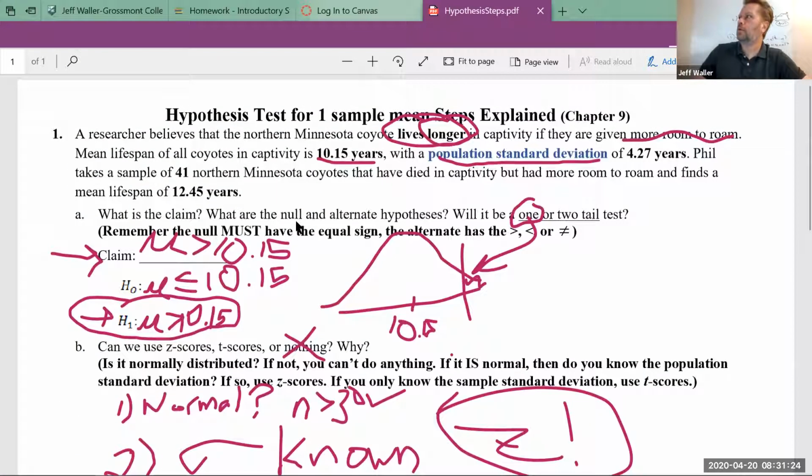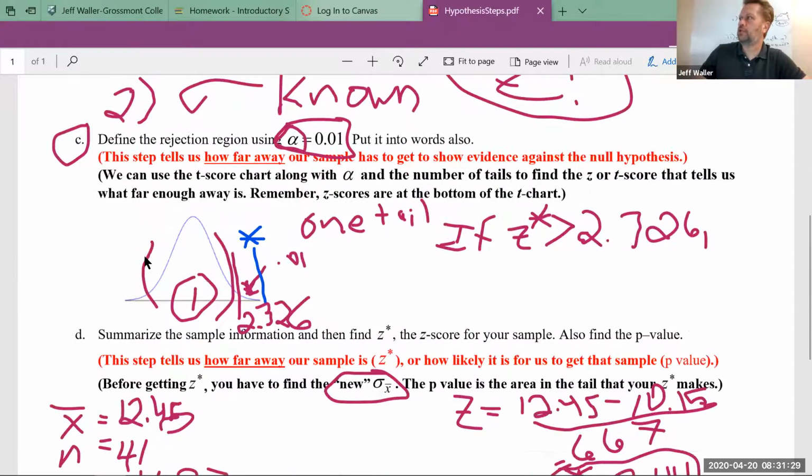Where does the H0 think things are? The H0 thinks things are in here. So what can I say about the H0 if I get out here? I can say it looks like it's wrong. So the official way we word that is, if that's greater than 2.326, we reject.